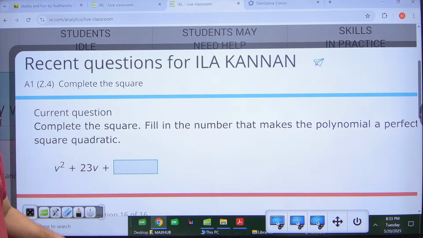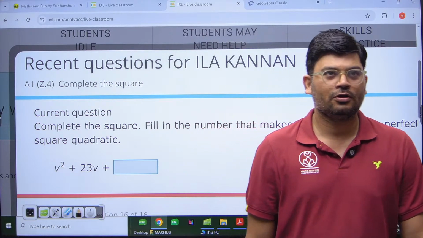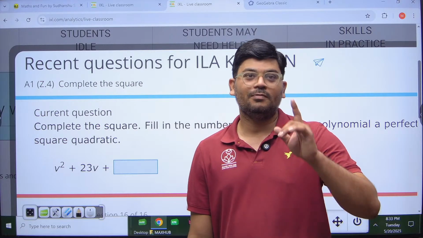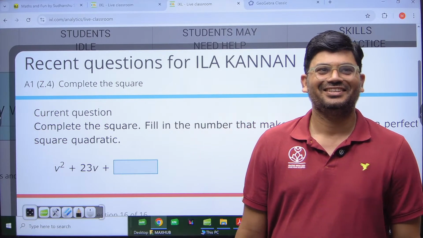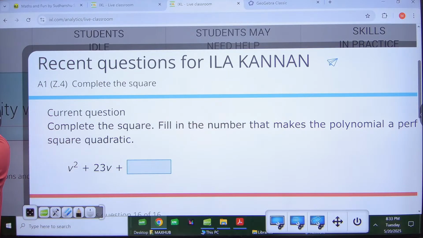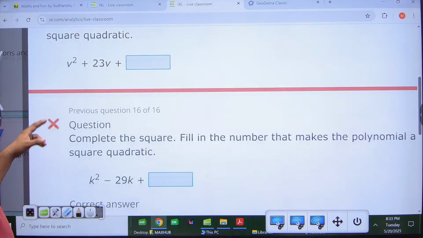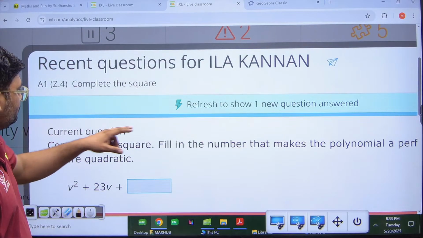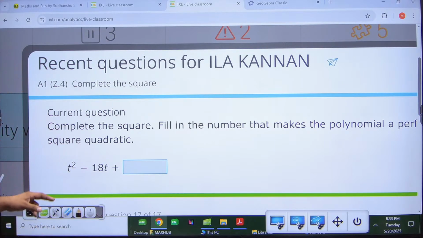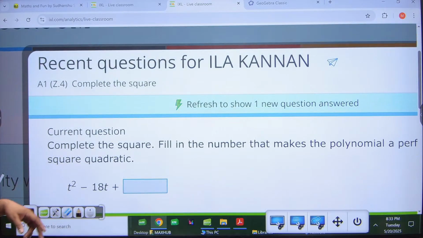So it is 23. So you will write 529 by 4. You have to remember the squares up to 30. If you know up to 30, I can make you remember up to 100. This one. Now easy.